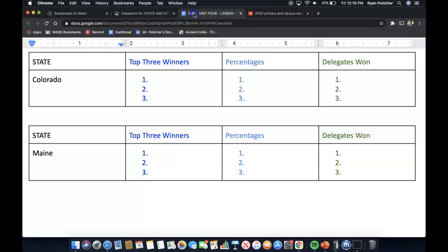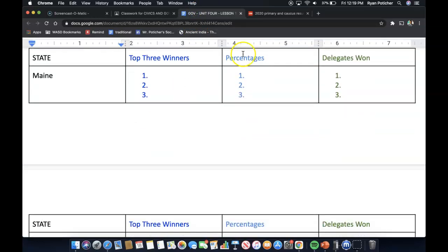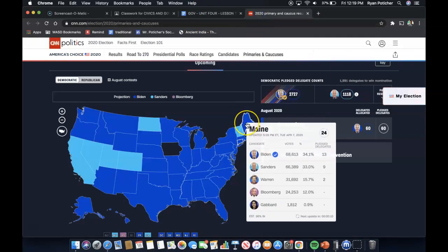Let's move on to the next one here. Maine. Located right here at the top. Joe Biden won the state of Maine, followed by Bernie Sanders, followed by Elizabeth Warren. Joe Biden won 34.1% of the vote, followed by Sanders 33.0%, and Warren at 15.7%. In terms of pledged delegates, Biden won 13, Sanders won 9, Warren won 2.